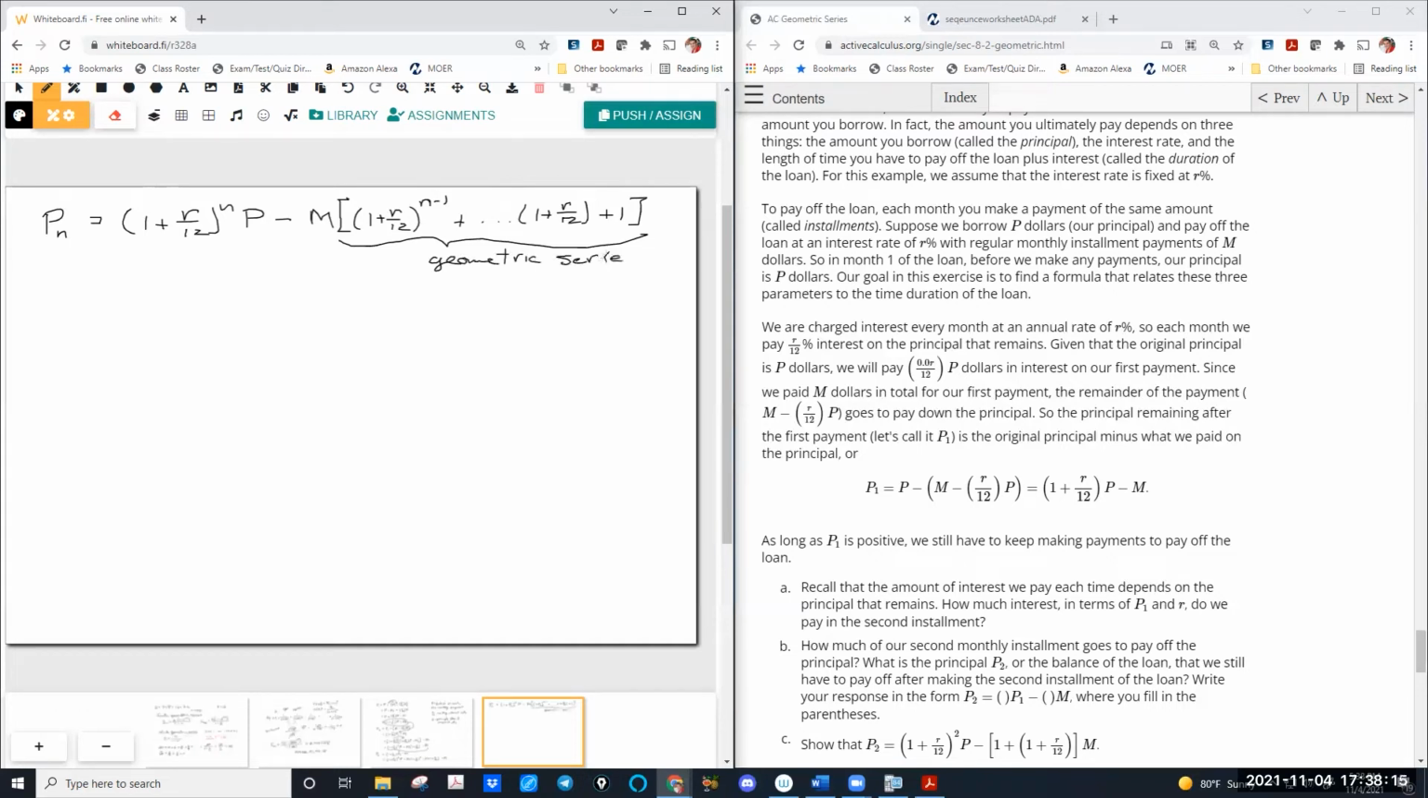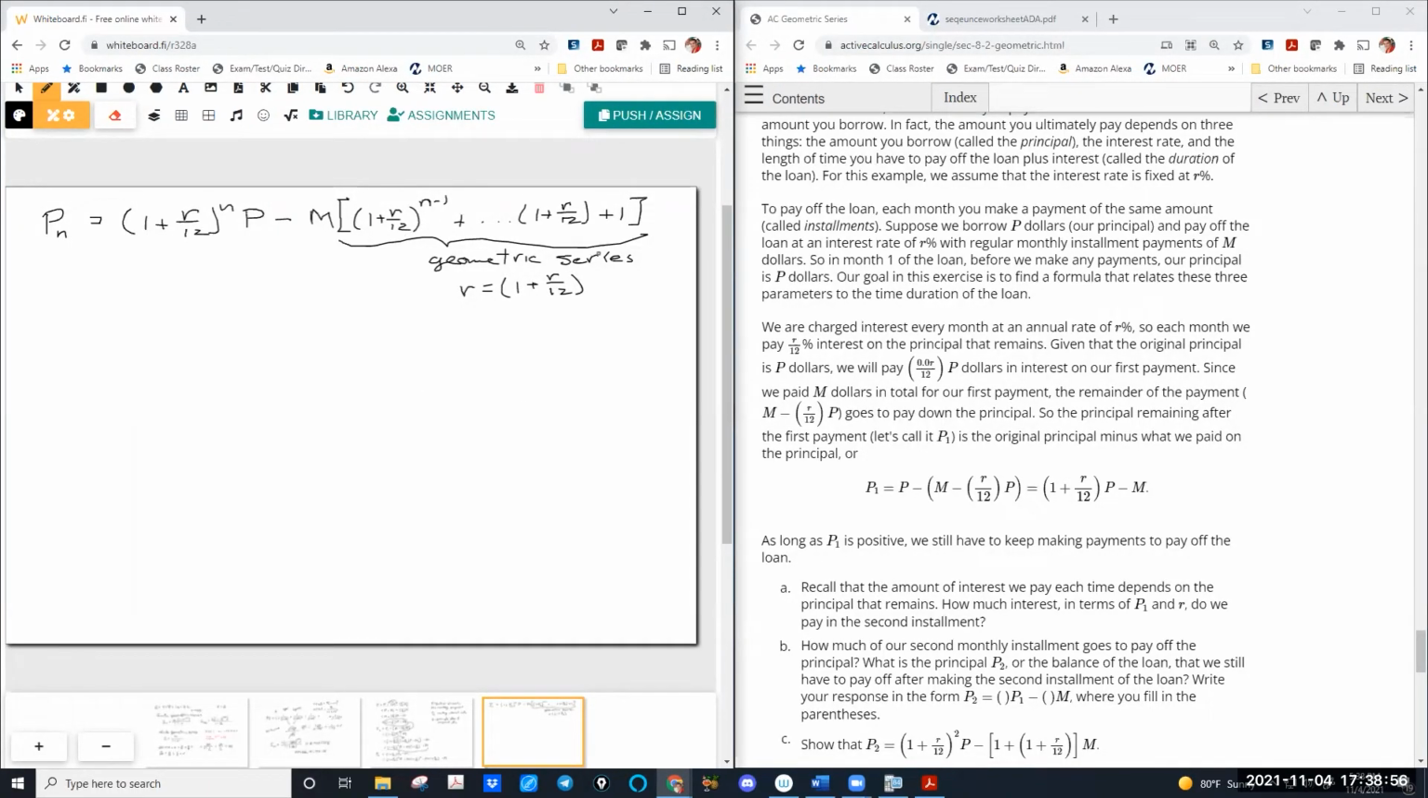Now remember what we're doing. P sub n is the amount of principal left after n payments. So this will calculate it. What we need to know is the interest rate, the number of months, because we're doing monthly payments, so n is the number of months. We need to know the initial principal and our monthly payment. We know those things, so we can calculate this. Well, this is a mess. Let's clean this up. This is a geometric series with a common ratio of 1 plus r over 12.